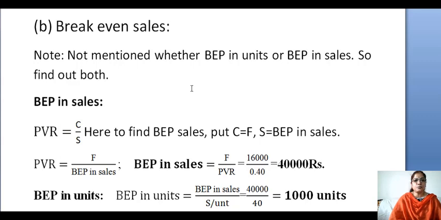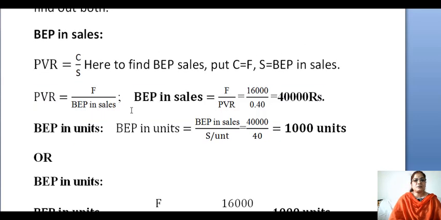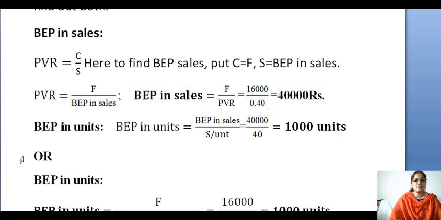Now break even sales if needed. There are two methods to calculate. Both of them I have mentioned here. Break even sales, whether needed in units or in rupees. In sales means in rupees or in amount, is not mentioned. So let us find out both. First, there are once again two methods. I have separated them by OR. We will see the first method.